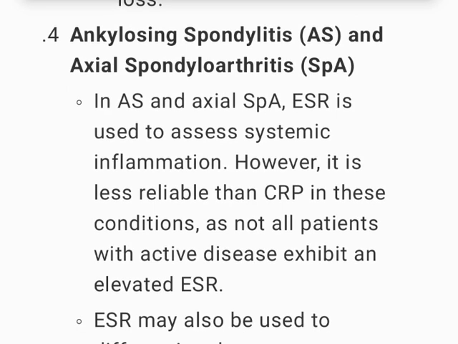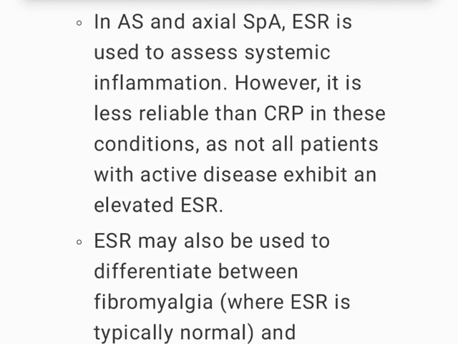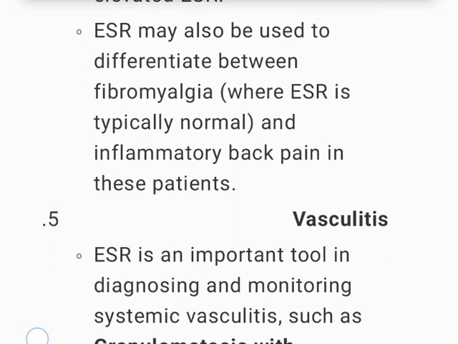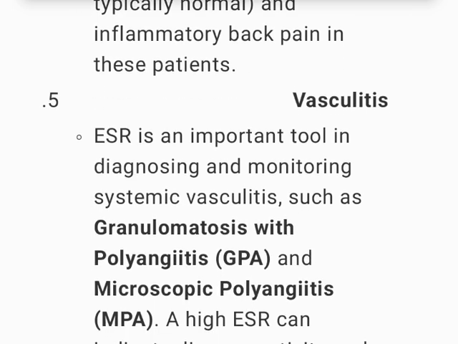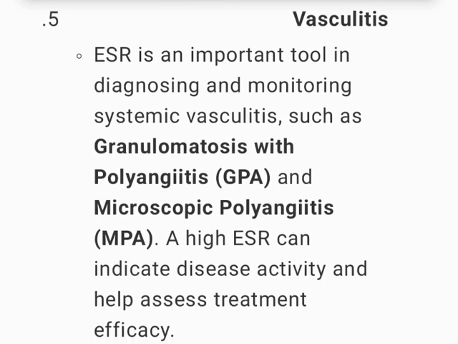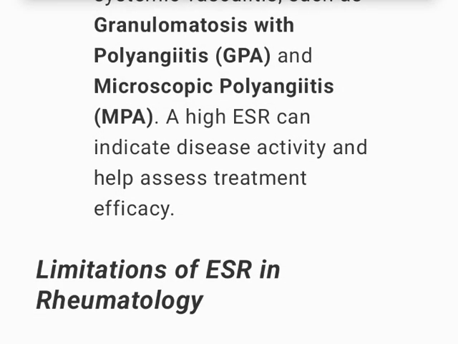4. Ankylosing spondylitis, AS, and axial spondyloarthritis, SpA. In AS and axial SpA, ESR is used to assess systemic inflammation. However, it is less reliable than CRP in these conditions, as not all patients with active disease exhibit an elevated ESR. ESR may also be used to differentiate between fibromyalgia, where ESR is typically normal, and inflammatory back pain in these patients. 5. Vasculitis. ESR is an important tool in diagnosing and monitoring systemic vasculitis, such as granulomatosis with polyangiitis, GPA, and microscopic polyangiitis, MPA.